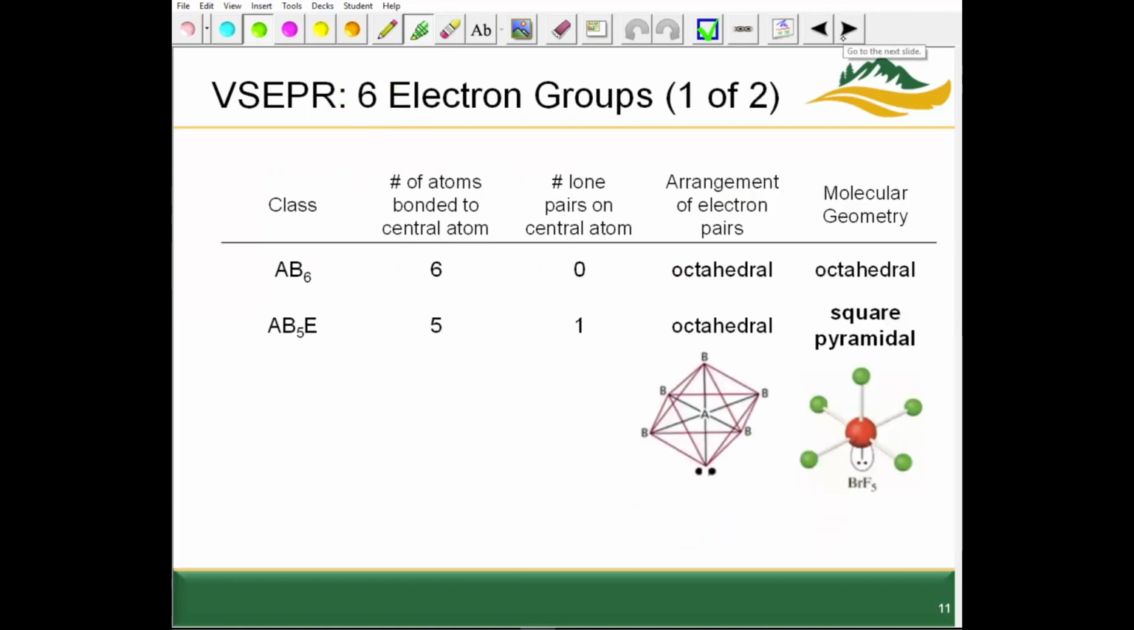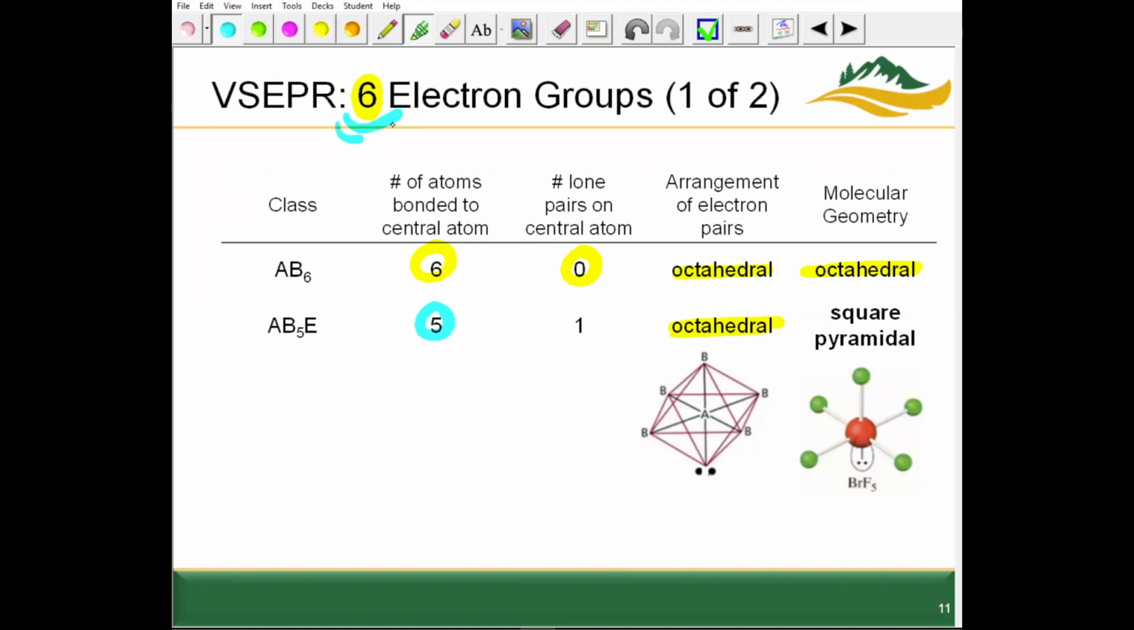Then lastly, we're looking at 6 electron groups in total. For 6 electron groups, we call this arrangement of electron pairs octahedral. When there are 6 bonds and no lone pairs, we still call that molecular geometry octahedral.